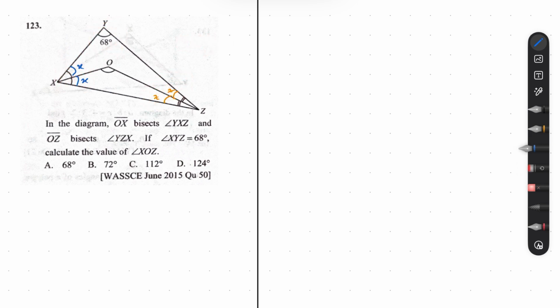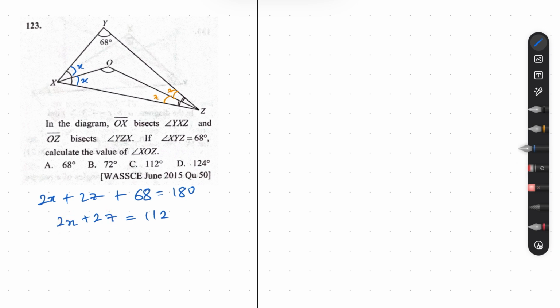We have 2x plus 2z plus 68 should give us 180. Okay, so we have 2x plus 2z should give us 112, because we subtract this, it comes here, and then we subtract it, that will give us 112. So now we can also factor 2 out, right?